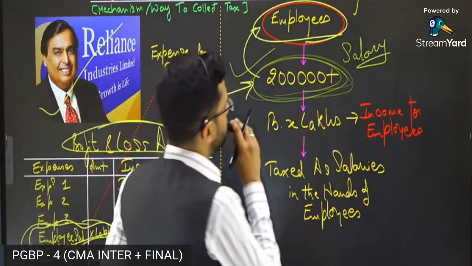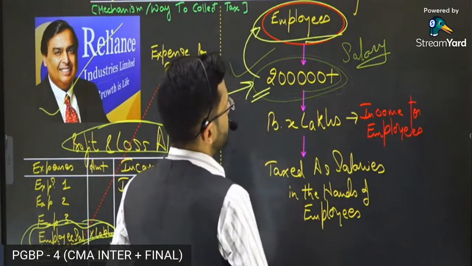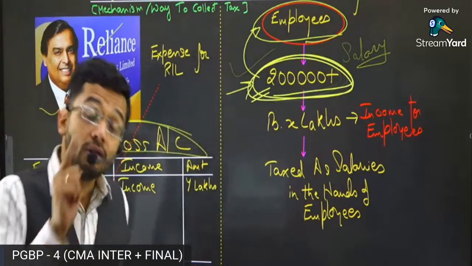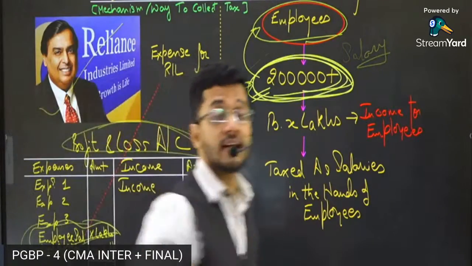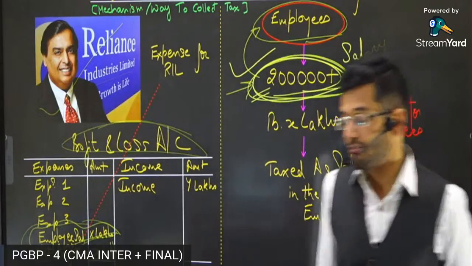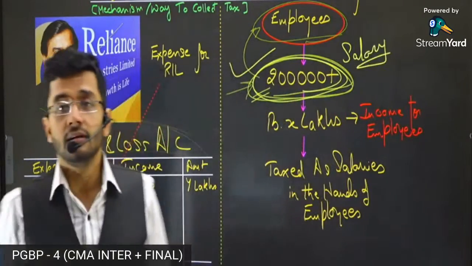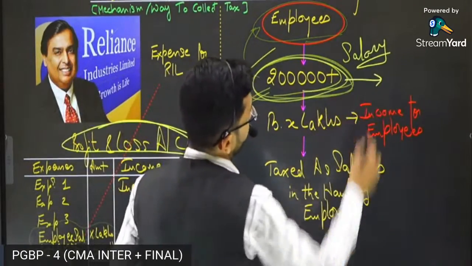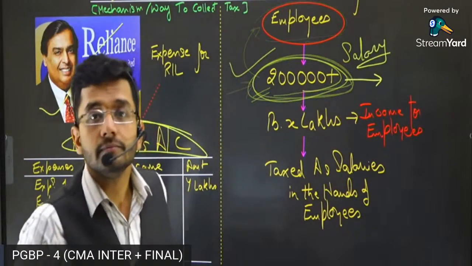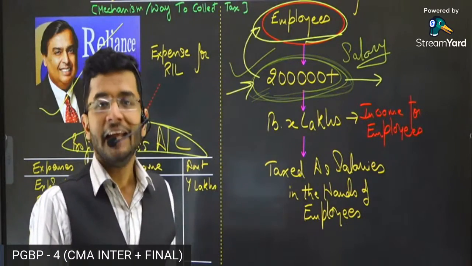Reliance Industries Limited is paying salaries to the employees. Employees should pay taxes on these salaries to Government of India. Of course, yes, the employees should pay it. The 2 lakh employees of Reliance Industries Limited should pay the tax to Government of India on their salaries for sure. Now, guys, Income Tax Act.